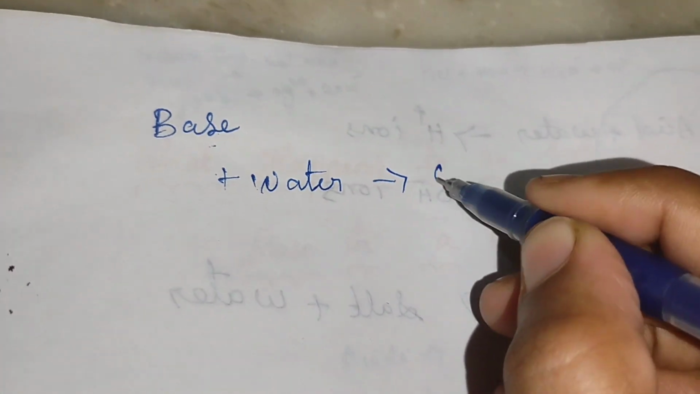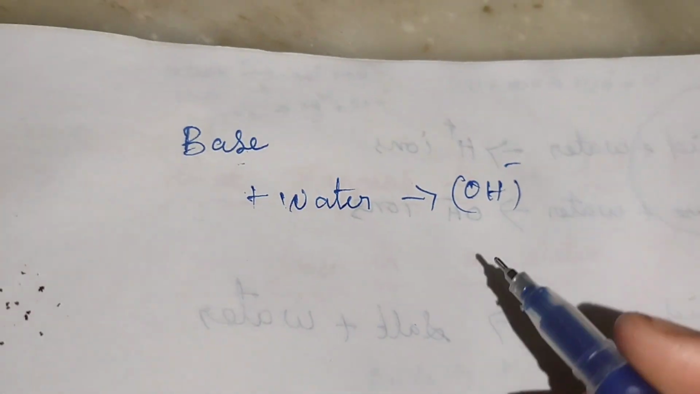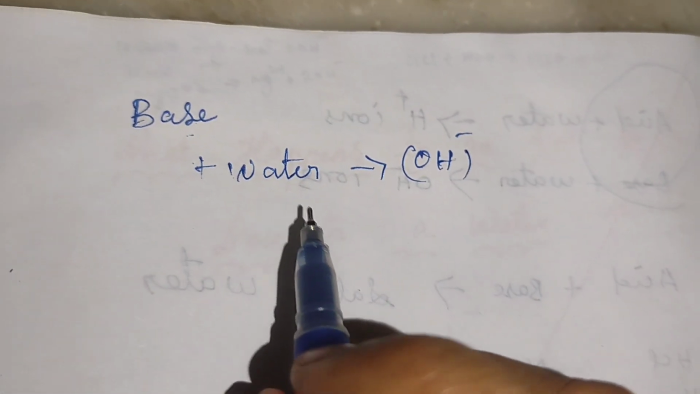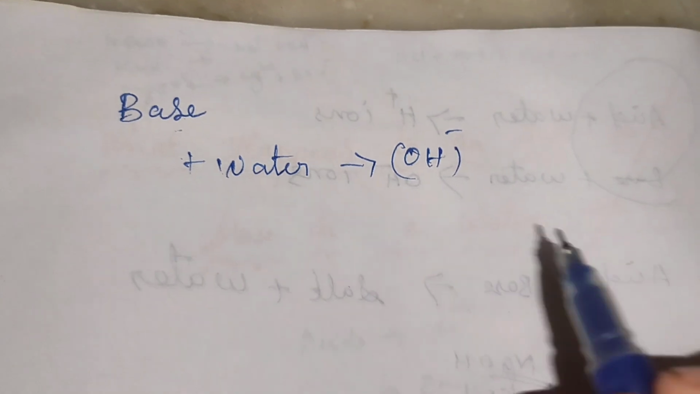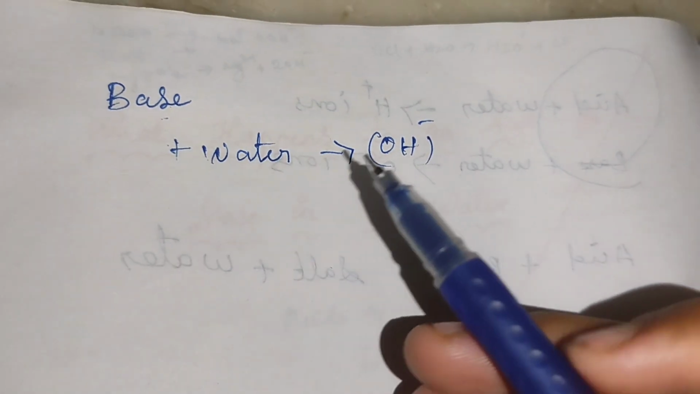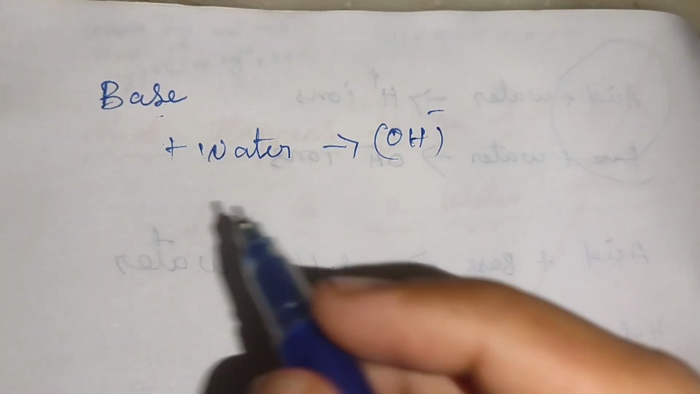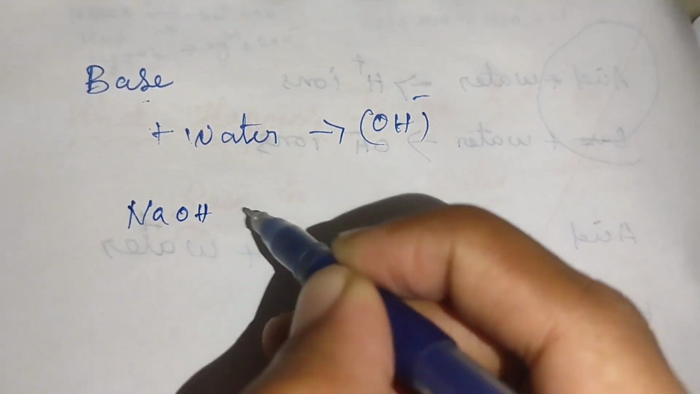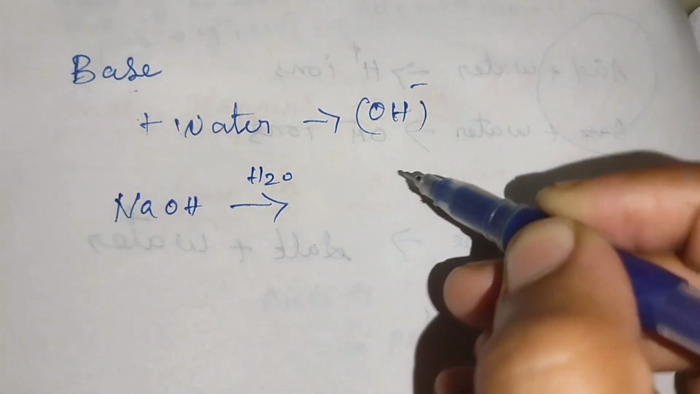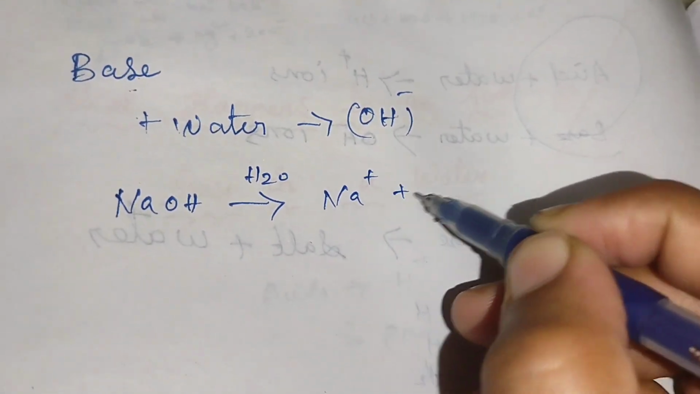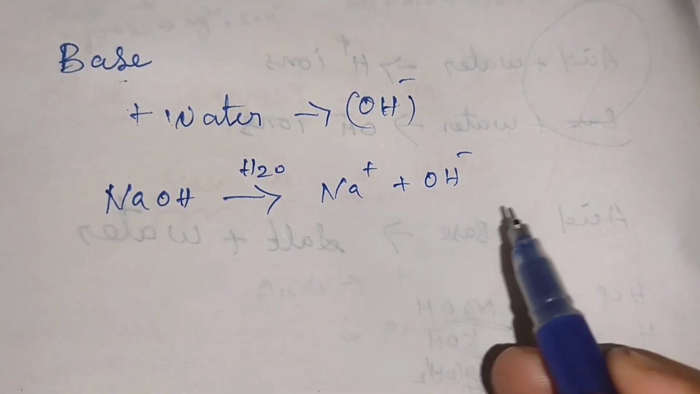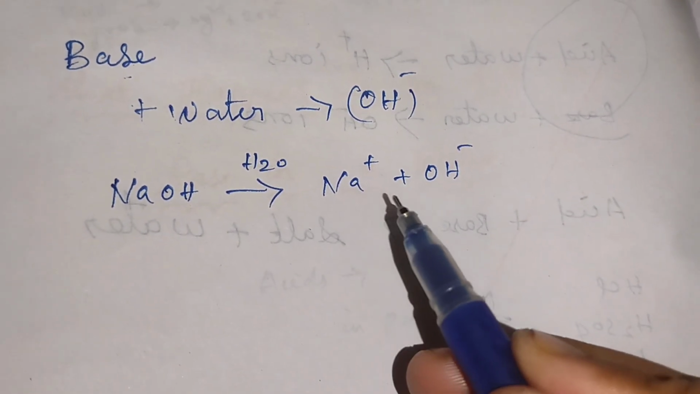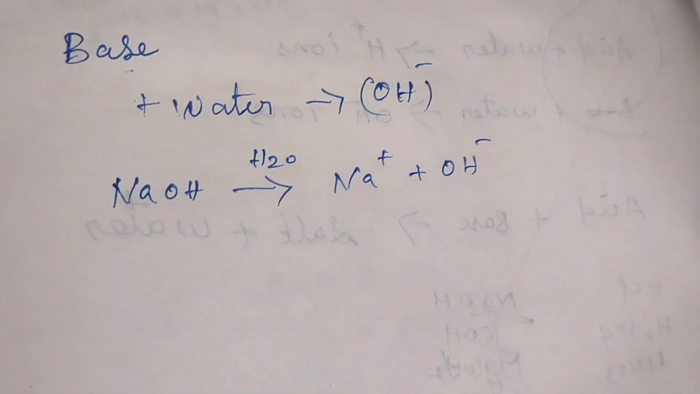It will produce hydroxide ions, OH minus ions. As a base is reacting with water, OH minus ions, hydroxide ions, come out. For example, when sodium hydroxide is dissolving in water, what will come? Na plus and OH minus. It will separate like this, Na plus ions and OH minus ions. It is producing hydroxide ions.